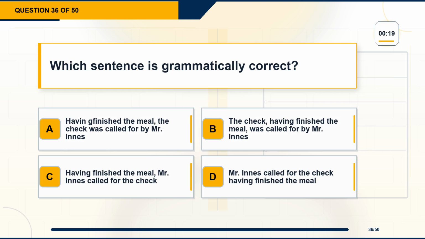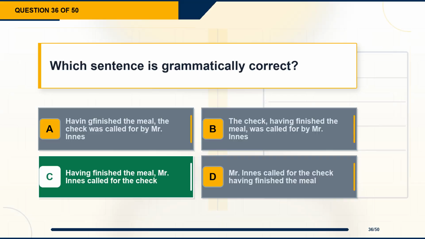Question 36. Which sentence is grammatically correct? Option A, having finished the meal, the check was called for by Mr. Innes. Option B, the check, having finished the meal, was called for by Mr. Innes. Option C, having finished the meal, Mr. Innes called for the check. Option D, Mr. Innes called for the check having finished the meal.